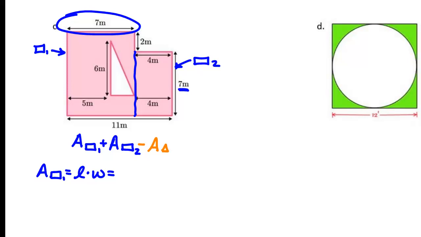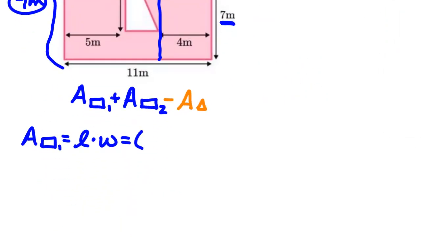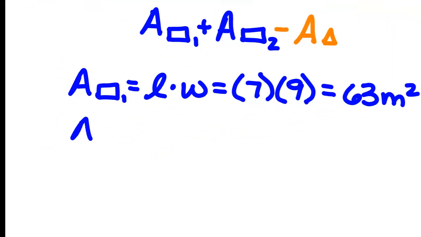Yep, we have 7 and 2. Those are our vertical distances that are stacked on top of each other. So this side over here would be 9 meters. So 7 and 9 for my length and my width on rectangle 1. What is 7 times 9? 63. So we have 63 meters squared for rectangle 1.